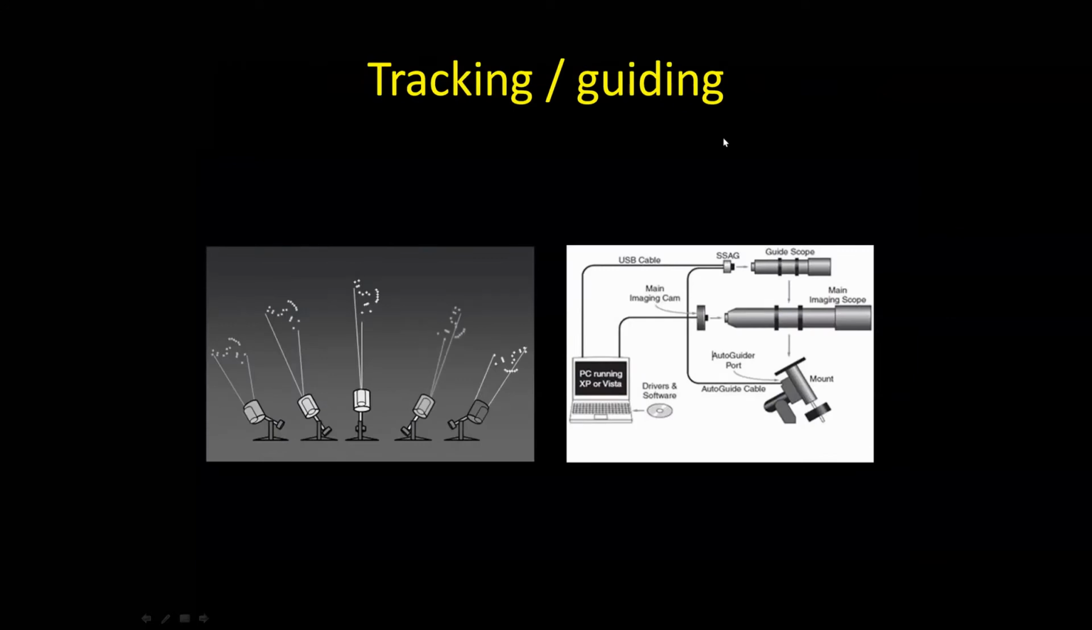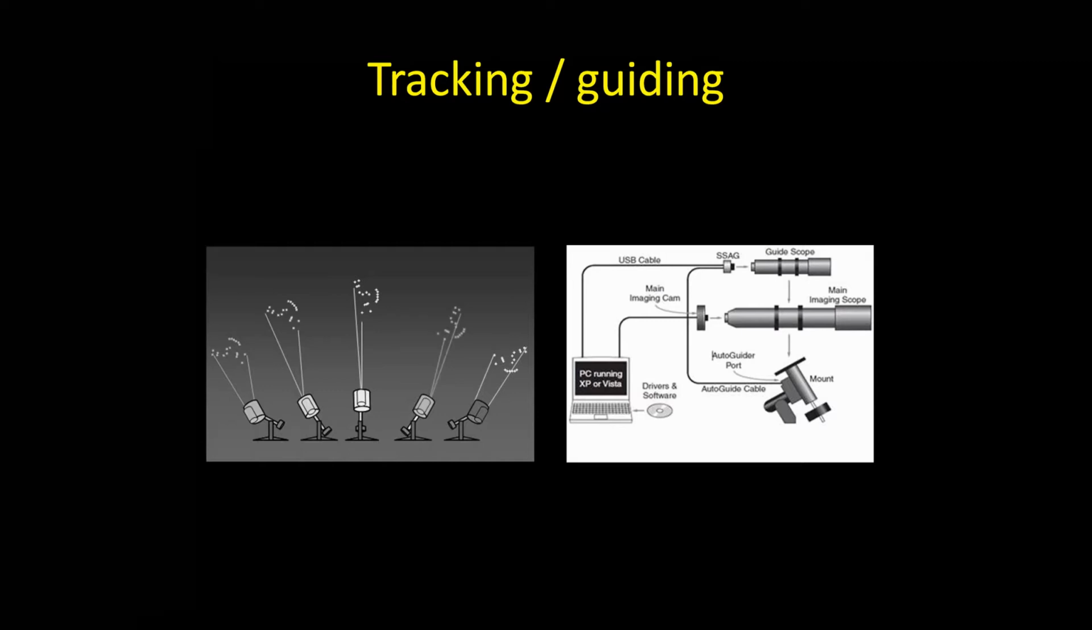So tracking and guiding, right? The tracking is just a simple rotation of the telescope. We need it to counter Earth's rotation. The guiding is a little bit more complex, and it actually has an active feedback. So there are multiple ways to set this up.